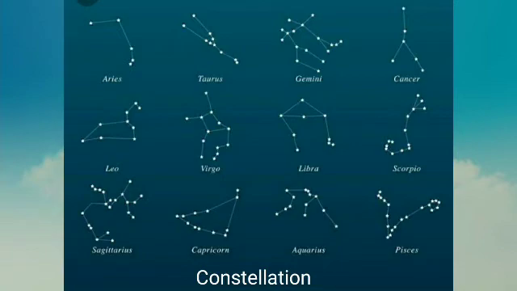Zodiac signs or Rashi. The ecliptic has been imagined to be divided into 12 equal parts of 30 degrees at the center of the ecliptic sphere. Each of these parts is called a zodiac sign or Rashi. The zodiac signs are Aries, Taurus, Gemini, Cancer, Leo, Virgo, Libra, Scorpio, Sagittarius, Capricorn, Aquarius and Pisces.